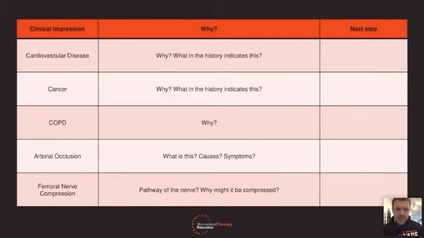An arterial occlusion, maybe a new word for some of you. So have a look at that. What is it? What causes it? What kind of symptoms might you get? And then we've got femoral nerve compression. So have a look. What's the pathway of the femoral nerve? Why might it be compressed? What in the history may lead you to think that may be an issue? Okay, so just a couple of snippets of things for me to get you on your way researching.